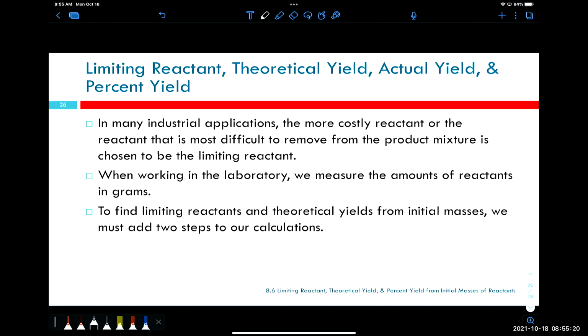There's some reactions that are like, well, I guess it's a catalyst. Platinum is used as a catalyst in some reactions. And so you want to use as little platinum as possible, or use as little of those expensive reagents as possible.